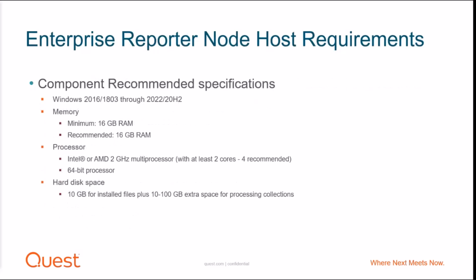Each of the Enterprise Reporter nodes, or agents as they're often called, can be run on a Windows Server from 2016 through 2022 with a minimum of 16 gigs of RAM. Each of those nodes do cache quite a bit of data, so the more RAM that you can provide this machine, the better and faster that it can operate. The processor is a 2 GHz processor required, preferably with 4 cores, as there's a lot of processing activity done at the node. And of course, the hard disk space is a minimum of 10 gigs with a possible extra 90 gigs for collecting data.